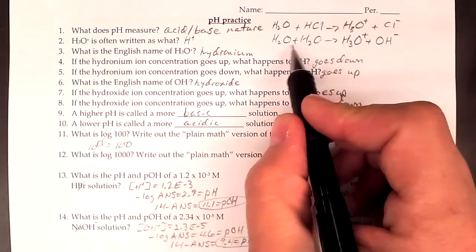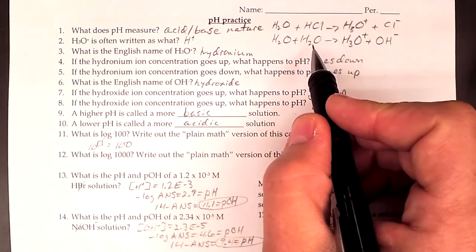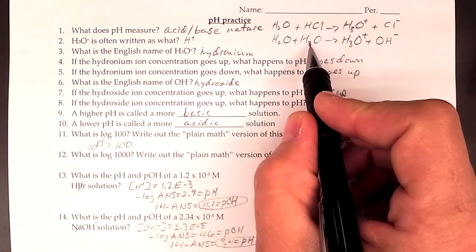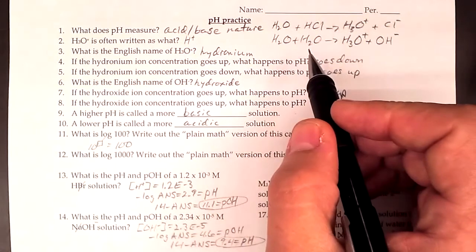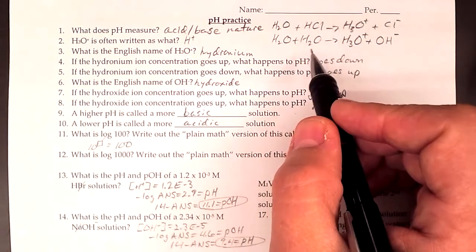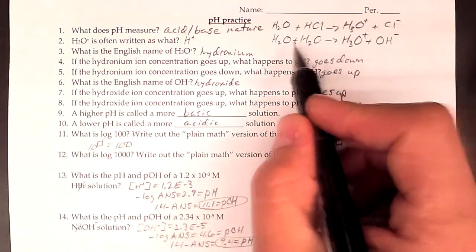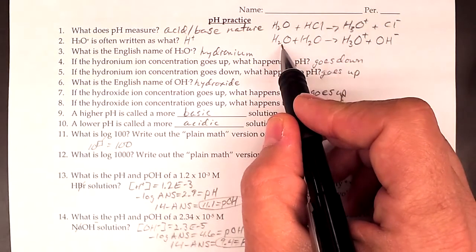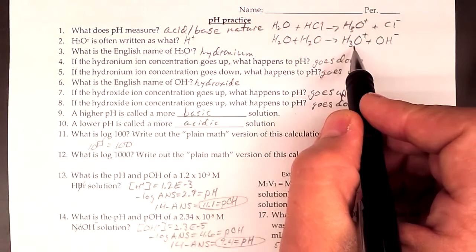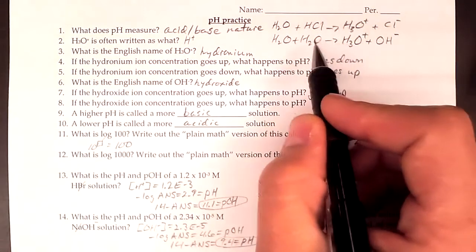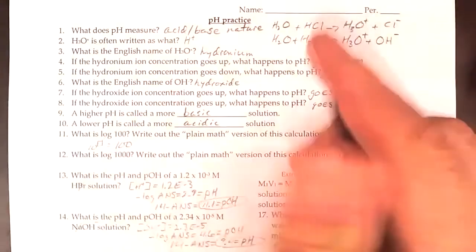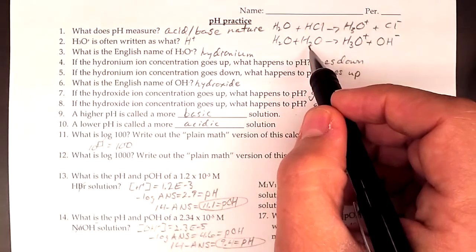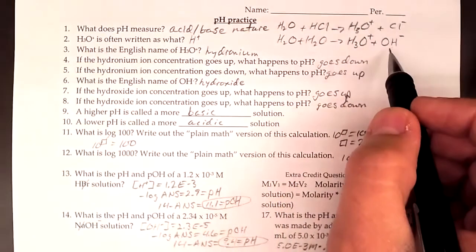If we have two water molecules, once in a while, one of them gives an H plus to the other one. It just happens. And if you do that, what you get is an H plus extra on a water, and that would be this. This one's missing an H plus, so that would turn into this.